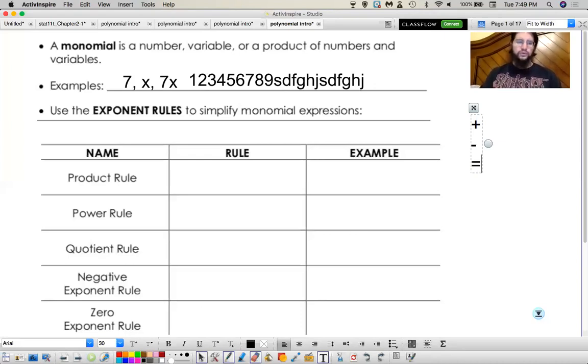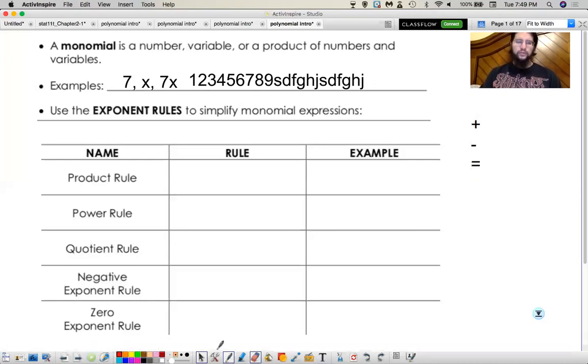Let's review our rules real quick. Okay, so the product rule. What happens whenever we multiply two monomials with the same base? Let's say a to the n times a to the m. So notice a and a, they're the same. The base must be the same in order to do anything with them. If we're multiplying them, then we're going to add the exponents.